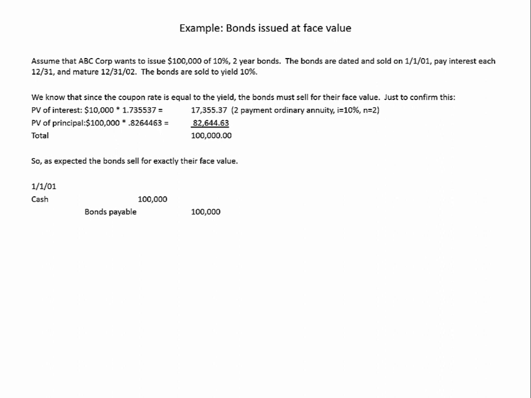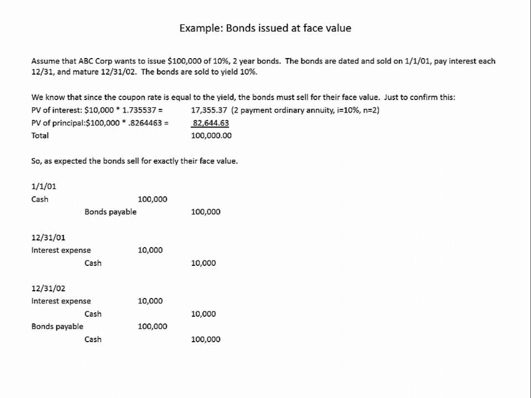On January 1st, 01, we issue the bonds. We take in $100,000 cash and record the liability bonds payable. Of course, we're going to be paying interest over the next 2 years, but that's not recorded yet because interest is accrued over time. We don't owe anybody money for interest at this point. At the end of the first year, we make our first annual interest payment, $10,000 cash. At the end of 2002, we do the exact same thing, another $10,000 cash interest payment, and then we pay the bonds off. Again, they've matured. We have to pay off that IOU.